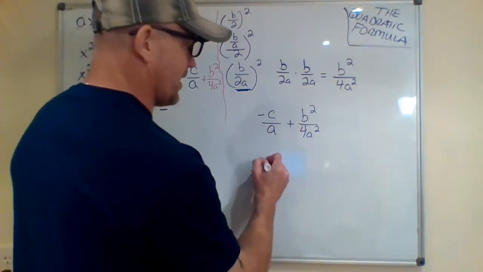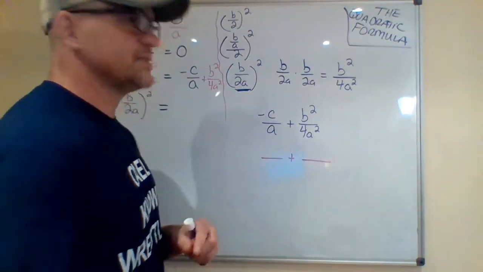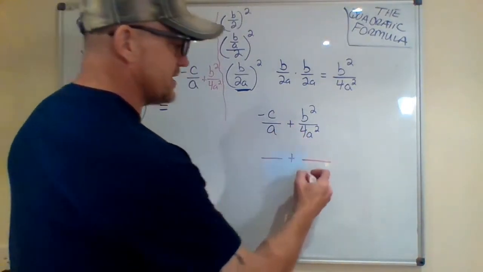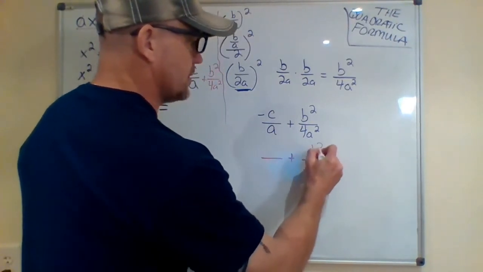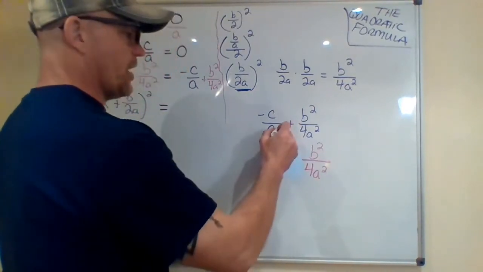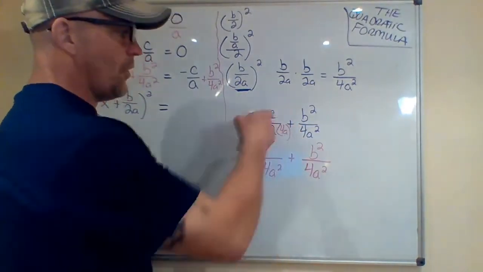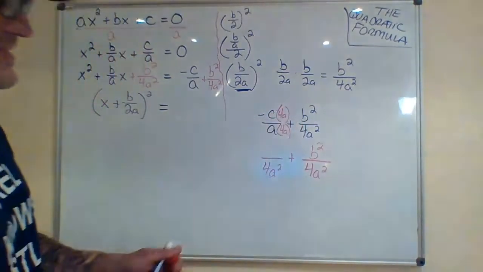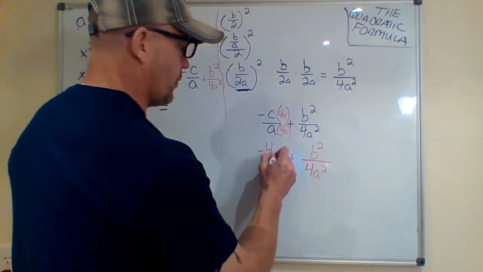and 4a squared? Remember us doing our adding of rational expressions? We did this in unit 13, I think. So I look at those two and realize my common denominator is going to be 4a squared. So I'm going to turn that a into 4a squared, and to get that I multiply by 4a. So I've got to multiply the numerator by 4a. So the opposite of c times 4a is going to turn into negative 4ac.